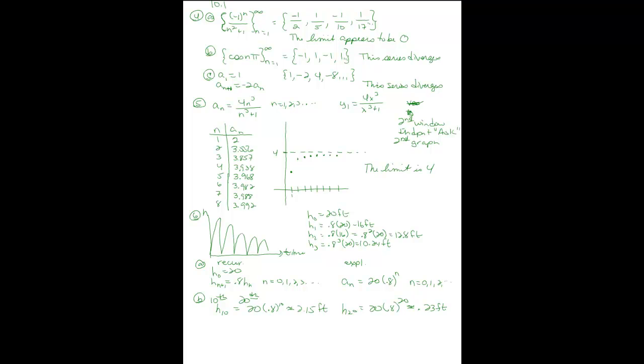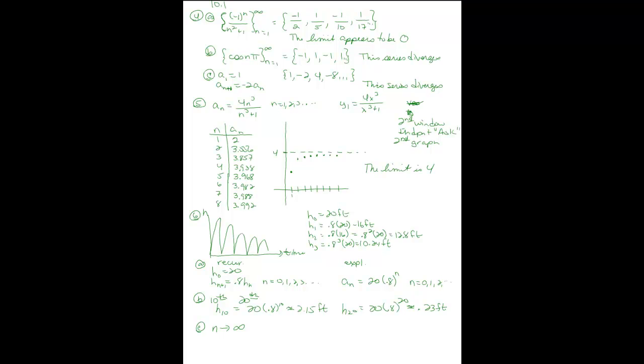Then part C, speculate on the limit of the sequence. So they're asking us to decide in part C, as n gets large, so n is going to go out to infinity, as n approaches infinity, what is this sequence approaching?